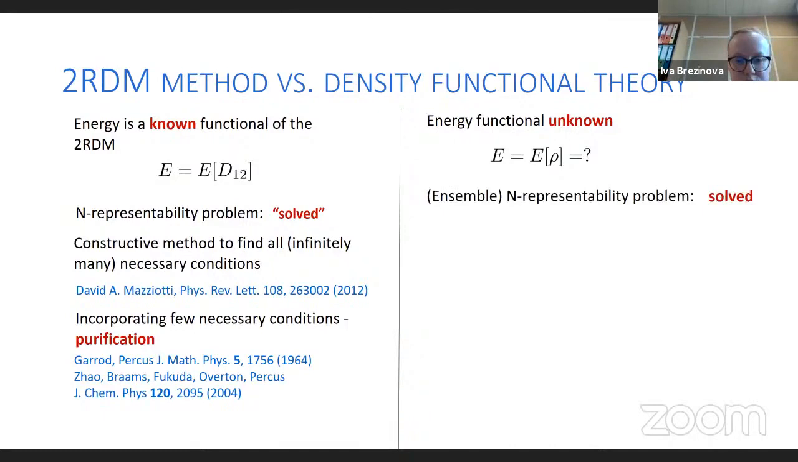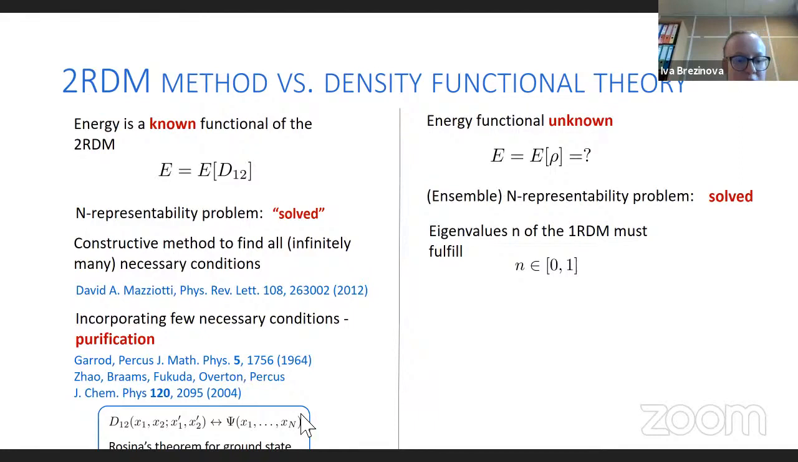For densities, the ensemble n-representability problem is solved. I want to point out here the word ensemble, that is the mapping between a density matrix and the density, because it just requires that the eigenvalues of the one-particle reduced density matrix must be within 0 and 1.